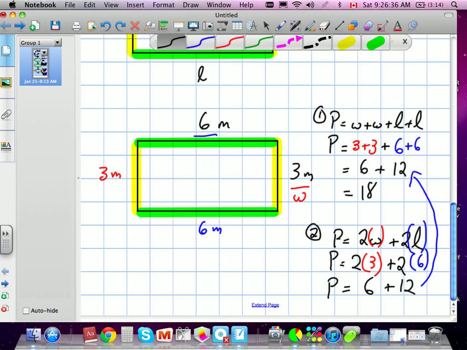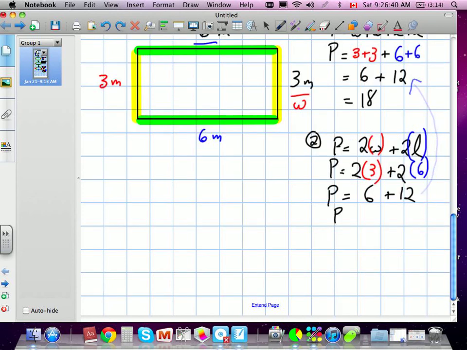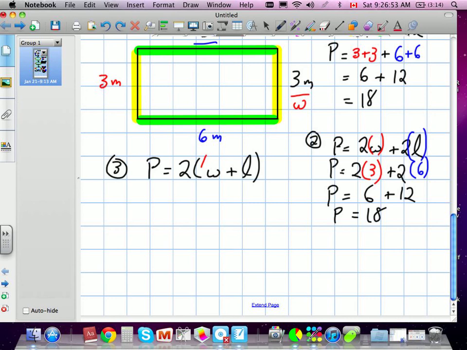And then the very last formula, we'll do it over here, was the perimeter was equal to the number 2 times width plus length. Okay? So same idea like we said before. We replaced the W with the 3, and we replaced the L with the number 6. Okay? So we get P is equal to 2 times our width is 3, and our length is 6. Okay? This one's going to look a little different.